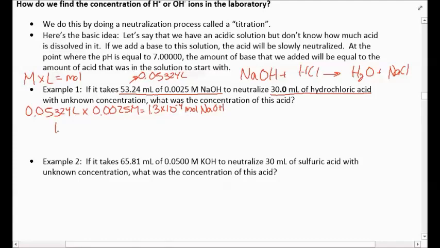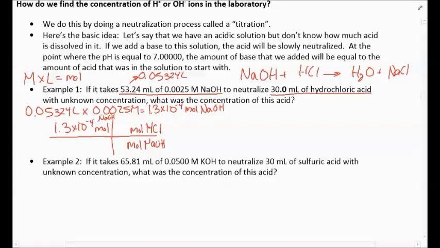Then I'm going to take that value and do a short stoichiometry problem. So I have moles of sodium hydroxide, and I'm going to go from moles of sodium hydroxide to moles of HCl. In this problem we knew the base's concentration. We're trying to figure out the acid.